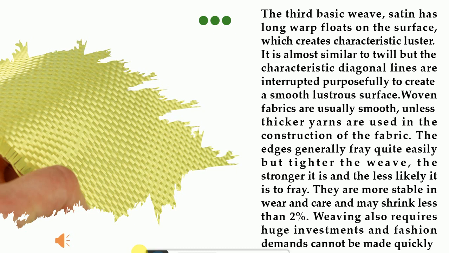Woven fabrics are usually smooth, unless thicker yarns are used in the construction of the fabric. The edges generally fray quite easily, but the tighter the weave, the stronger it is and the less likely it is to fray. They are more stable in wear and tear and may shrink less than 2%. Weaving also requires huge investments, and fashion demands cannot be met quickly.